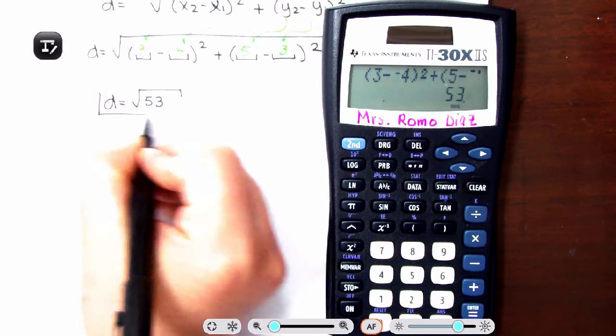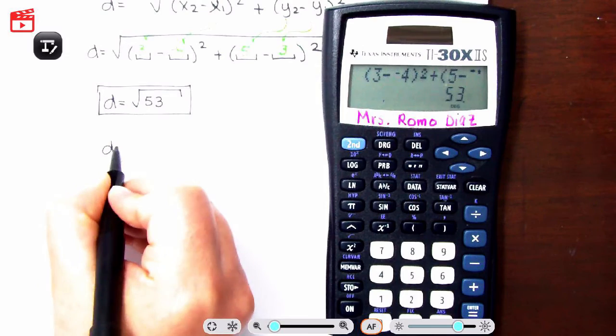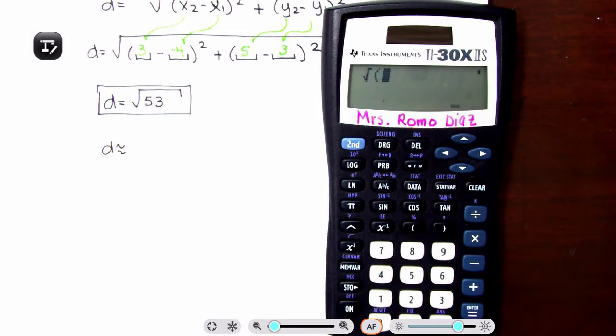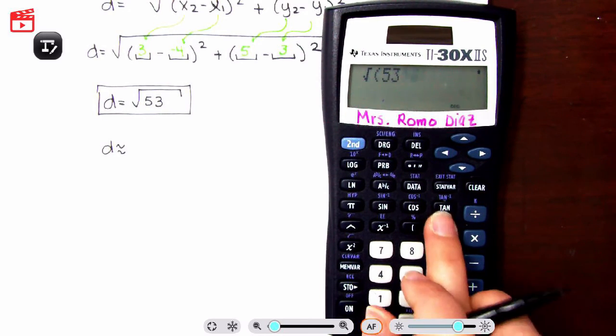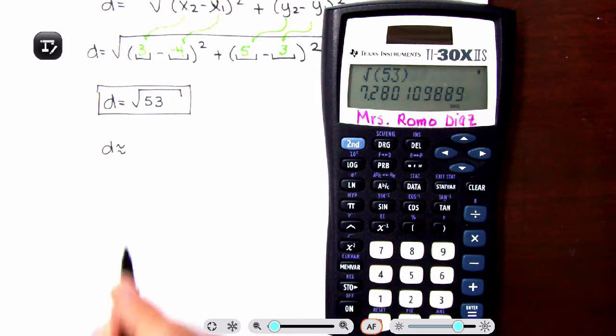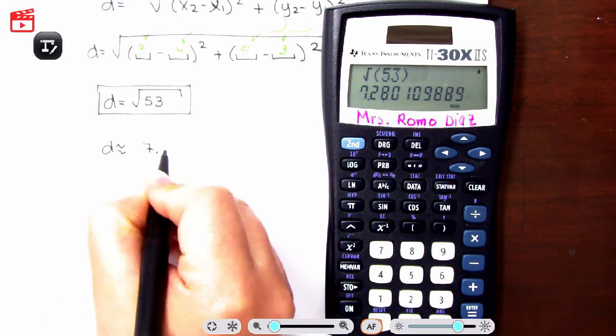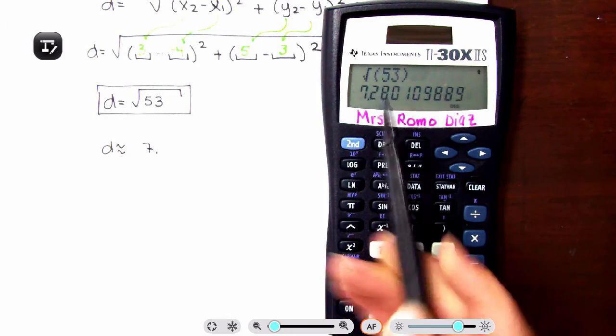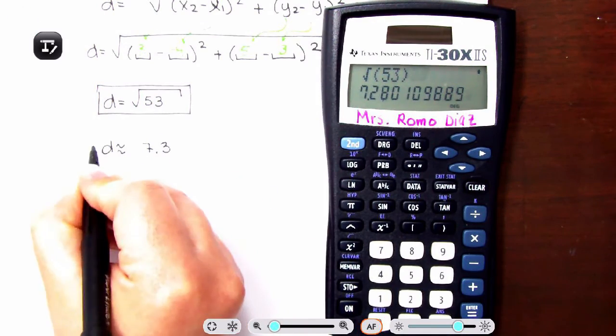Now, if you wanted to round your answer, you're going to press second, then this button right here for the square root. You have to do 53 parenthesis equals, and you have 7 point. Now again, this number is 8, so this number right here, this 2, goes up by 1, so this is 7.3.